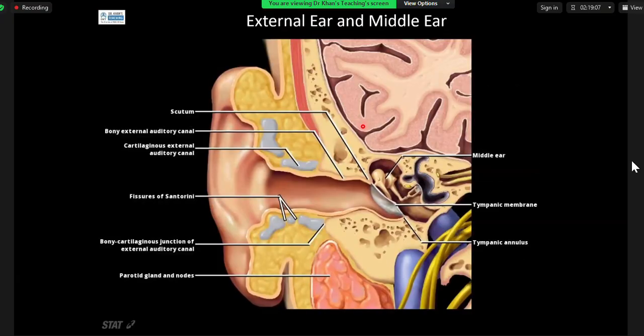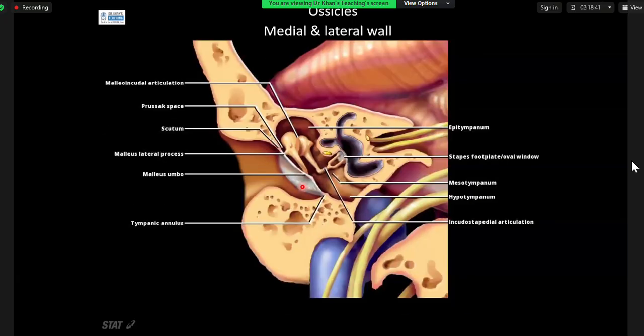If you see this overview, the coronal view, we can see that this is the external auditory canal and this portion is the middle ear. So we are interested in the middle ear. But then on the medial side of the middle ear is the internal ear. So let's see it in more detail. Now this is the middle ear, this is the internal ear, and this is the external ear.